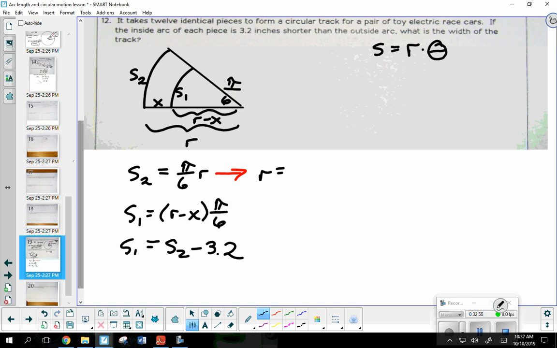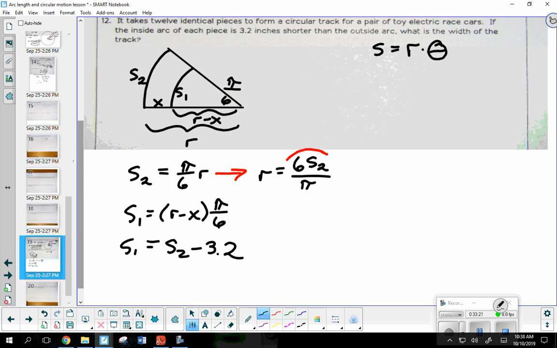Close. Remember, you got a fractional coefficient, so what happens when you divide by that fraction? You multiply by the reciprocal. So I had 6 s sub 2 over pi. Is everybody okay? And then this one was already set up for me. So I just used straight substitution.